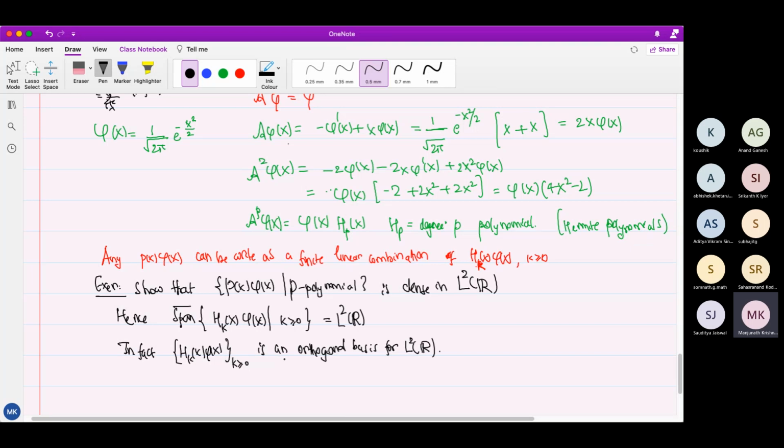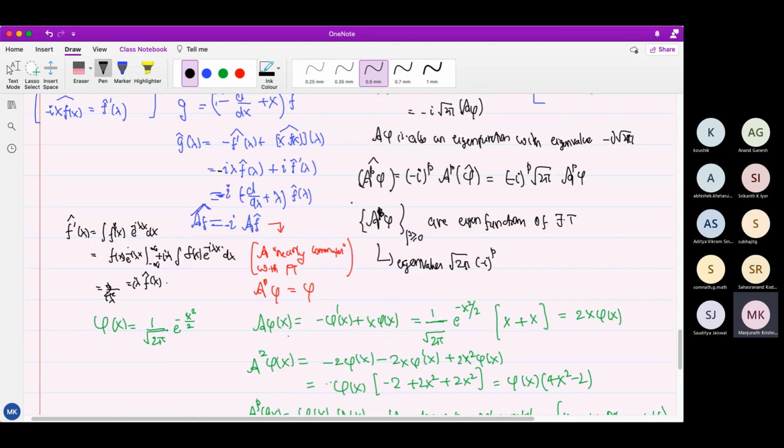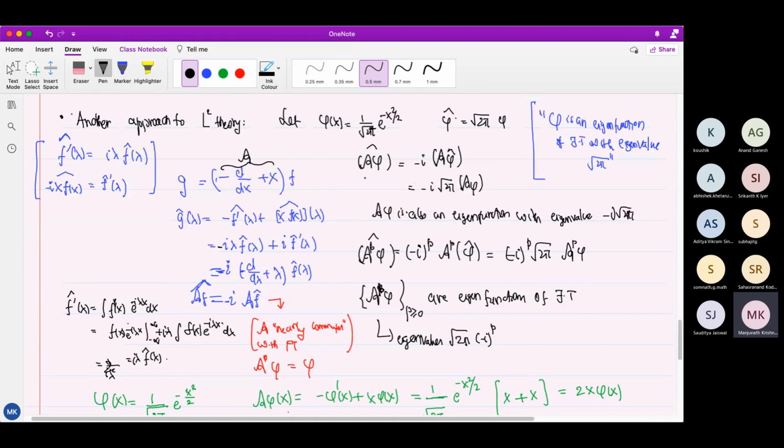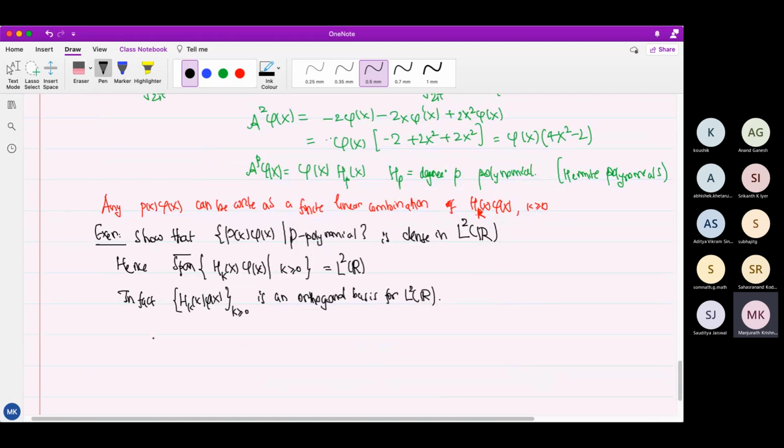So if that was by chance your state of knowledge, then now you know an explicit basis. You can get many bases, but this is a very important basis which occurs quite a lot. So this is an orthogonal basis for L2 of R and also eigenfunctions of this operator. Okay, so this is the nice thing about it. So why is it orthogonal? Let's prove that.